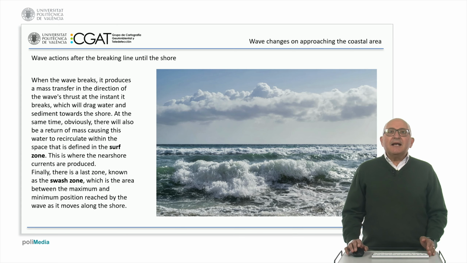The remaining space between the break line and the shore is what we know as the surf zone, and it's a key place to understand coastal processes. In this surf area, there is already displacement of mass of water, and not just movement as happened in deeper areas. Here in the surf zone is where the coastal currents are formed and operate. And on the shore is the swash area, which is the remaining space between maximum and minimum progress of the wave.